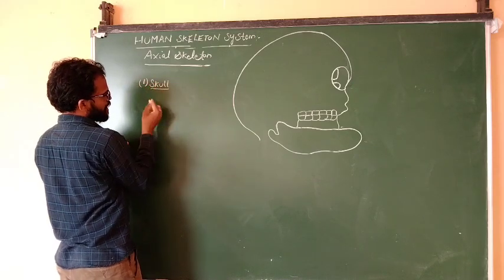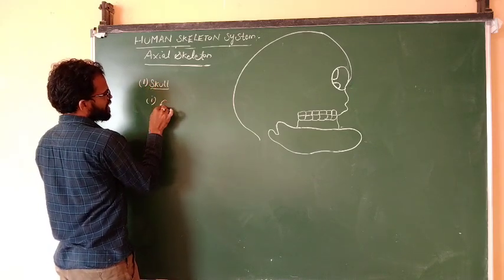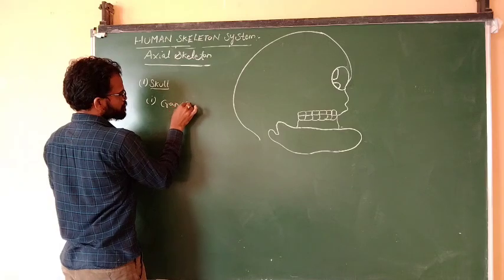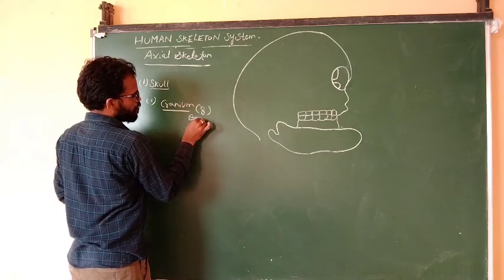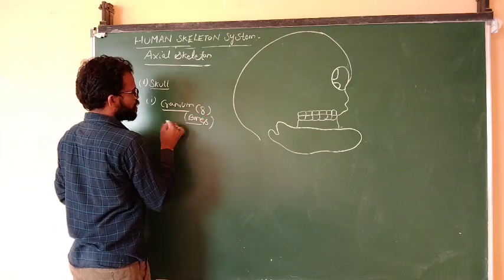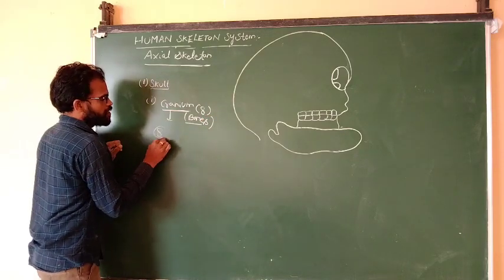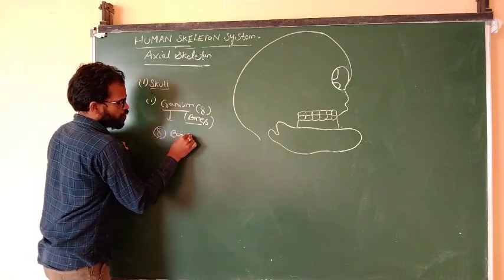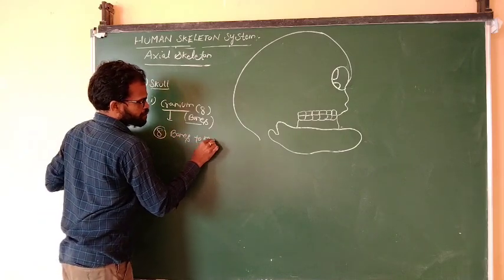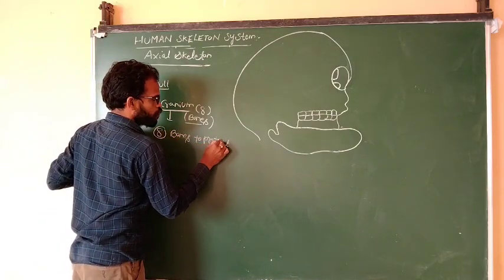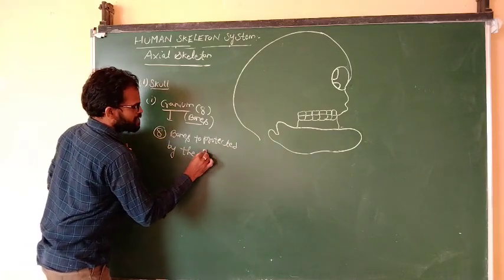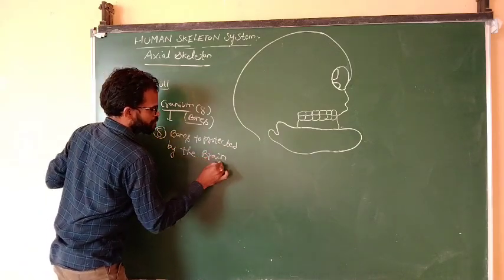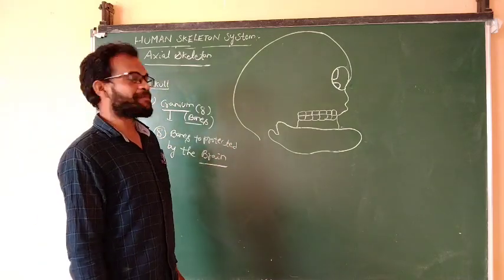What is the first one? The skull. The first one in the skull is known as the cranium. How many bones are in the cranium? 8 bones protect the brain.